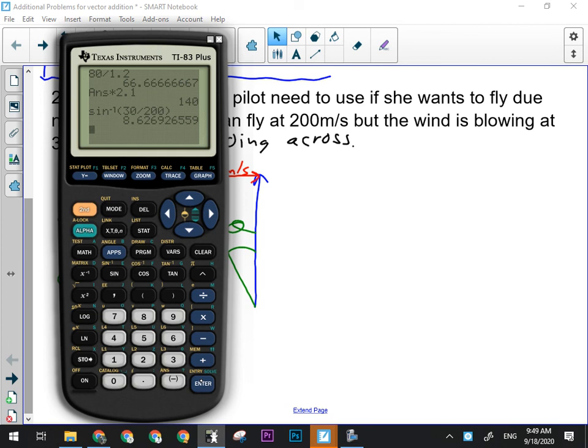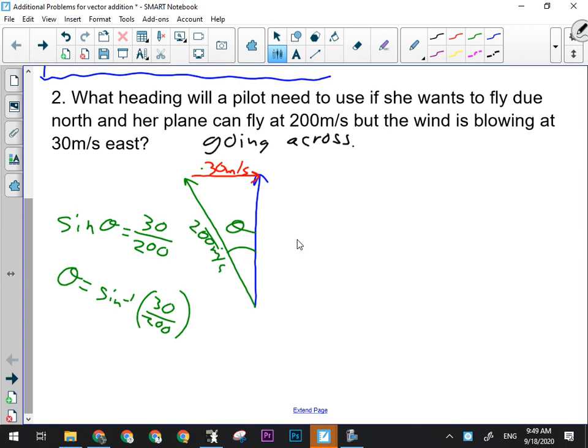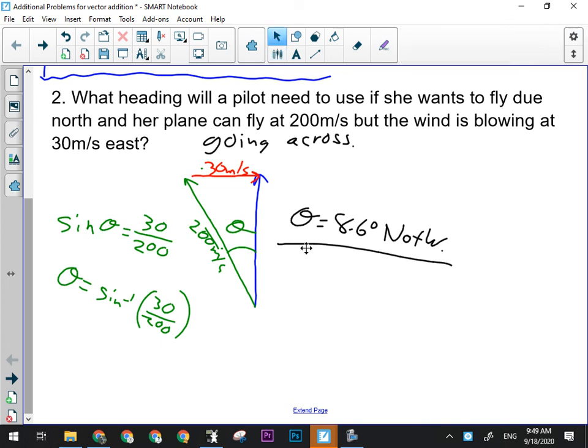Okay, so that plane is going to have to head 8.6 degrees north of west. Okay, ever so slightly into the wind. So those are the two kinds of boat questions you can end up with: a rowing across or a going across boat question. Anybody still need that?